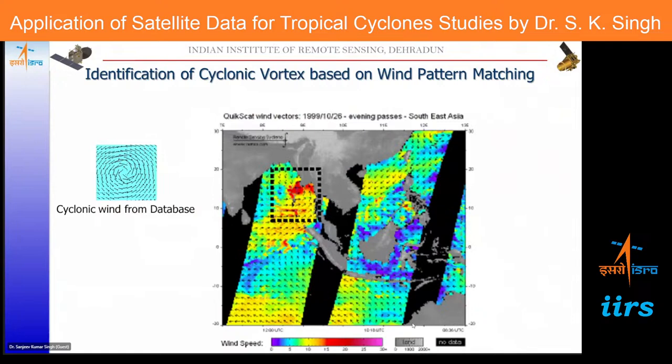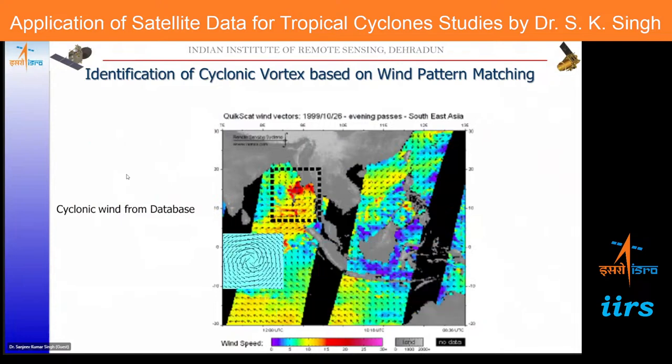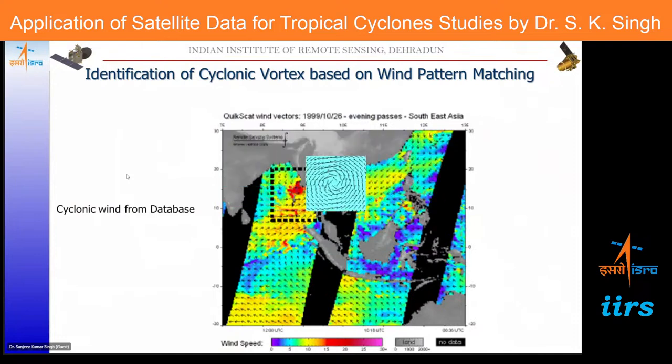So you can see this is the database wind pattern, and this is the real-time wind field. The matching index is computed at each grid point, and where the matching index is maximum is considered the center of the tropical cyclone. And if the maximum matching index is greater than 0.6, it is considered that this low pressure has the potential to develop into a tropical cyclone in future time.